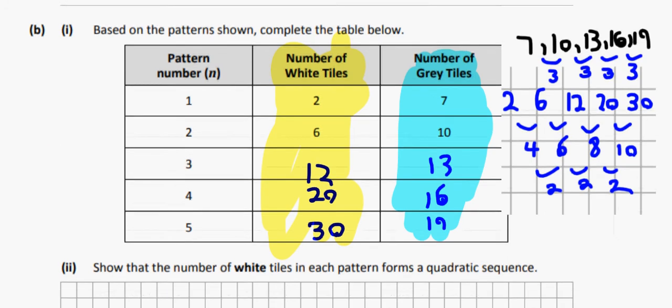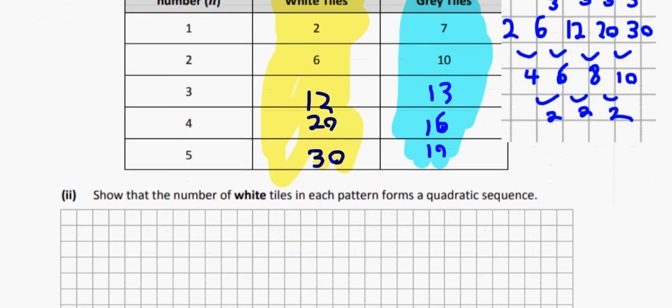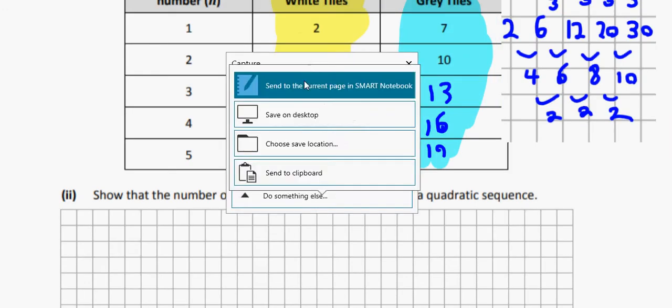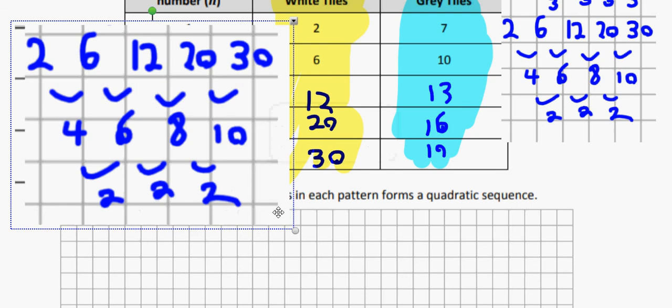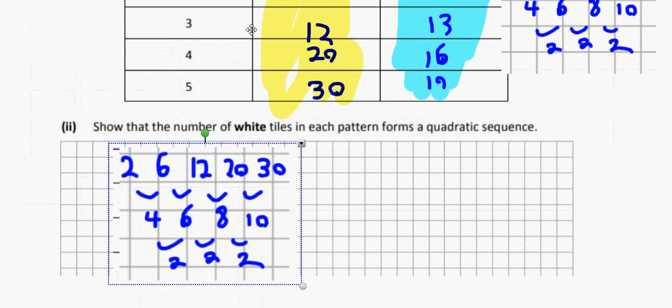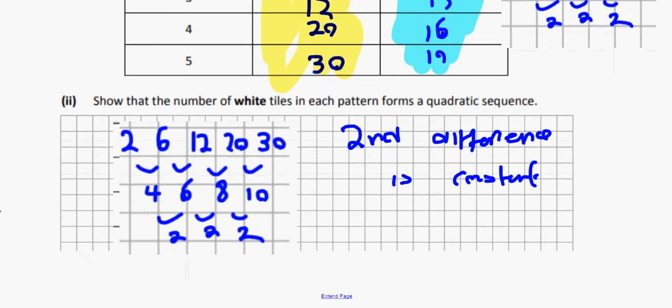Show the number of white tiles forms a quadratic pattern. Have I already done that? Where did I do it already? Here, isn't it? And I just lobbed that down here. How does that prove it's a quadratic? How does that prove it's a quadratic sequence? What you write down: second difference is constant, or difference of the difference is constant. Go with that there. Now we're doing this. All right. What's in part 3 then?